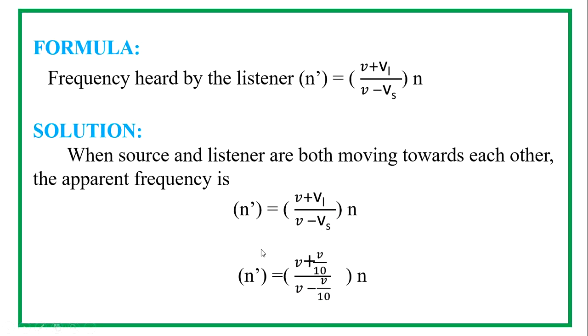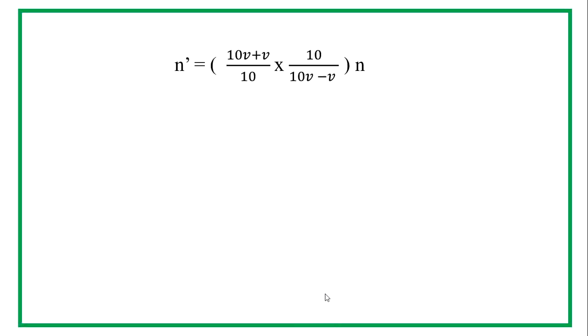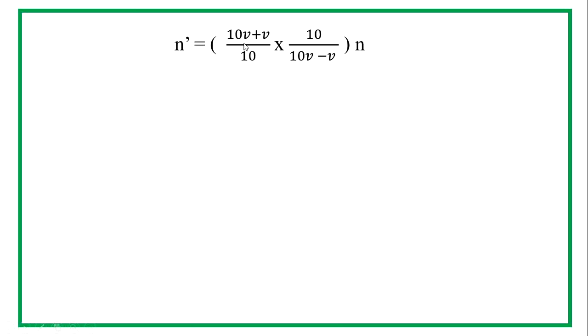Now when we substitute the value, N dash is equal to V plus, instead of VL we have to write V by 10, by V minus, instead of Vs we have to write V by 10, into N. Now we have to cross multiply with the 10. So we get 10V plus V by 10 and then 10V minus V by 10. Now we have to write this in a multiplication form. When we write this in a multiplication form, 10V plus V by 10 into 10 by 10V minus V.